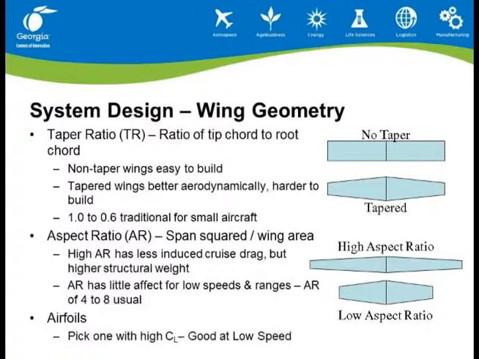The last thing on the wing geometry is the airfoils. You need to pick one with a high lift coefficient that gives you good lift at low speed. Remember, we're not flying very far, we're not flying very fast. You can't fly fast because you'll fly over your target with your sensor and possibly miss it. So you have to have a good CL here.